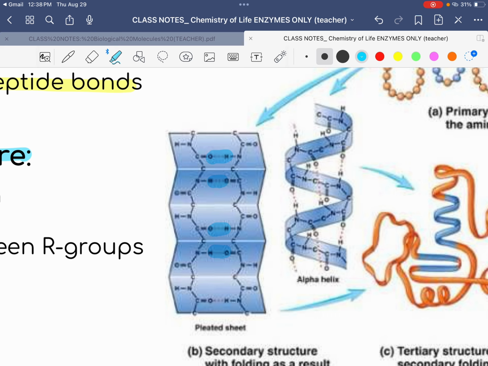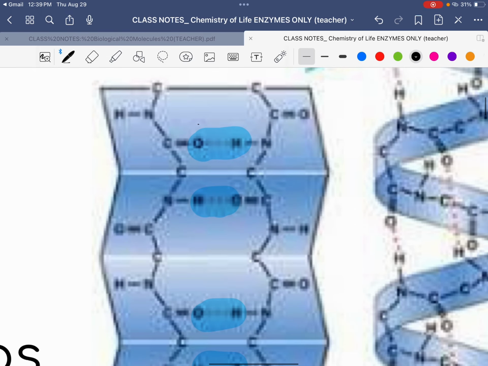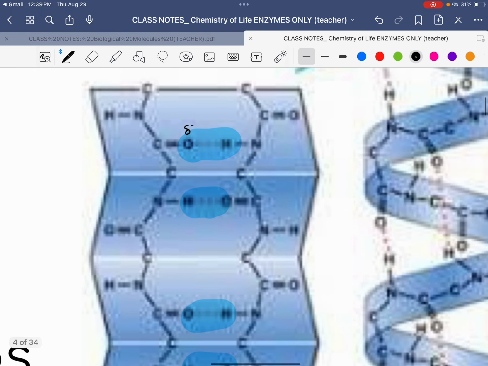Remember that this oxygen is going to be slightly negative, and this is a hydrogen here, right? This hydrogen is going to be slightly positive, and that's going to cause hydrogen bonding between them. Here we've got a hydrogen, here's an oxygen. That will be slightly negative oxygen, slightly positive hydrogen. That will create a hydrogen bond. So these are the H bonds here. Okay?